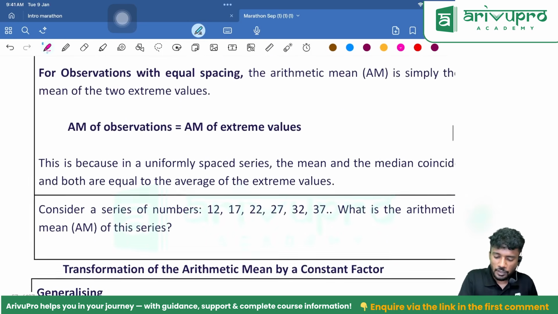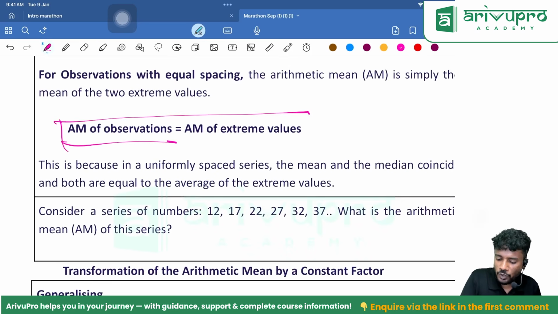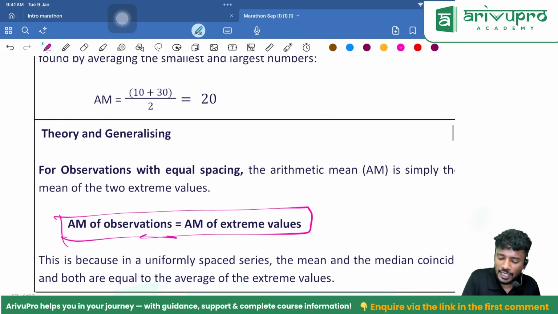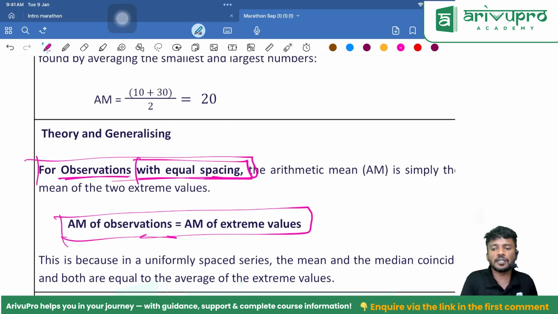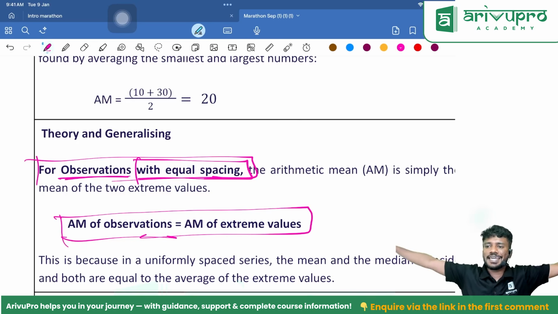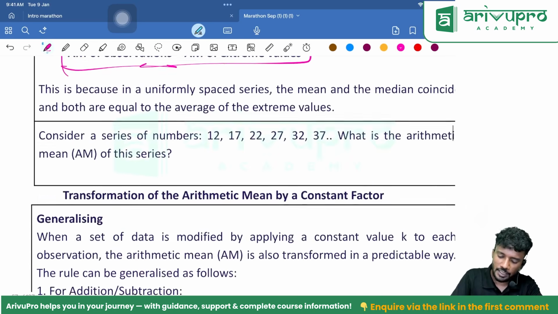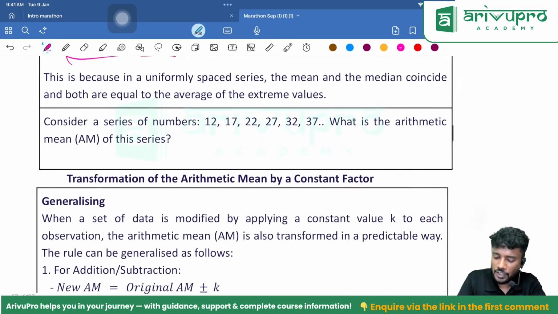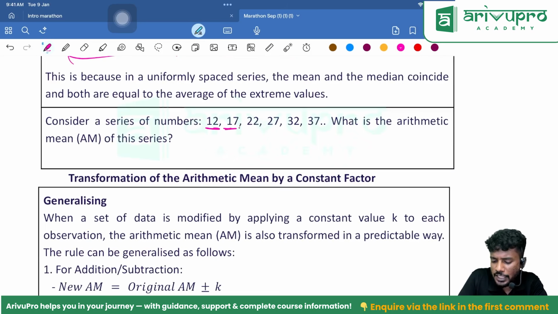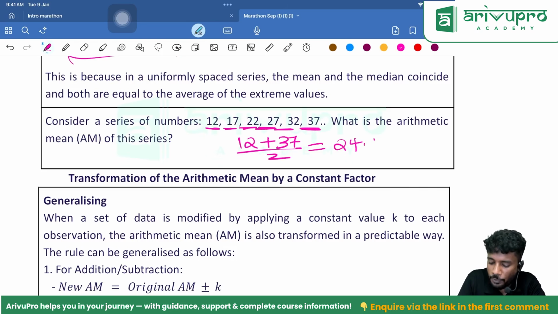Now, the AM of observations is the AM of extreme values with equal spacing. When observations are there with equal spacing, the arithmetic mean of the observations is nothing but the AM of extreme values. Now, give me the answer for this. Here there is equal spacing. Yes, 5 is the common difference between everything. So, 12 plus 37 divided by 2, how much is it? 24.5.